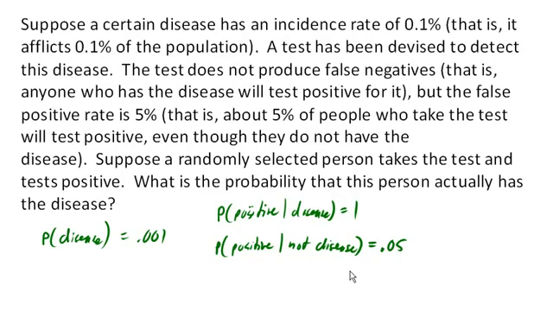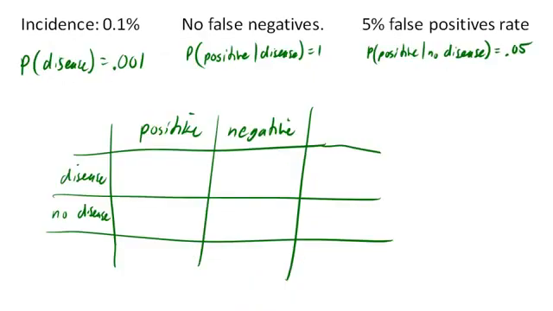So now if we randomly pick someone, what's the probability that they actually have the disease? In other words, what is the probability of the disease given that they test positive? And as we saw before, this is not going to be the same as the probability of a positive test given the disease. So let's work our way through this. So here I've broken down all that information again.